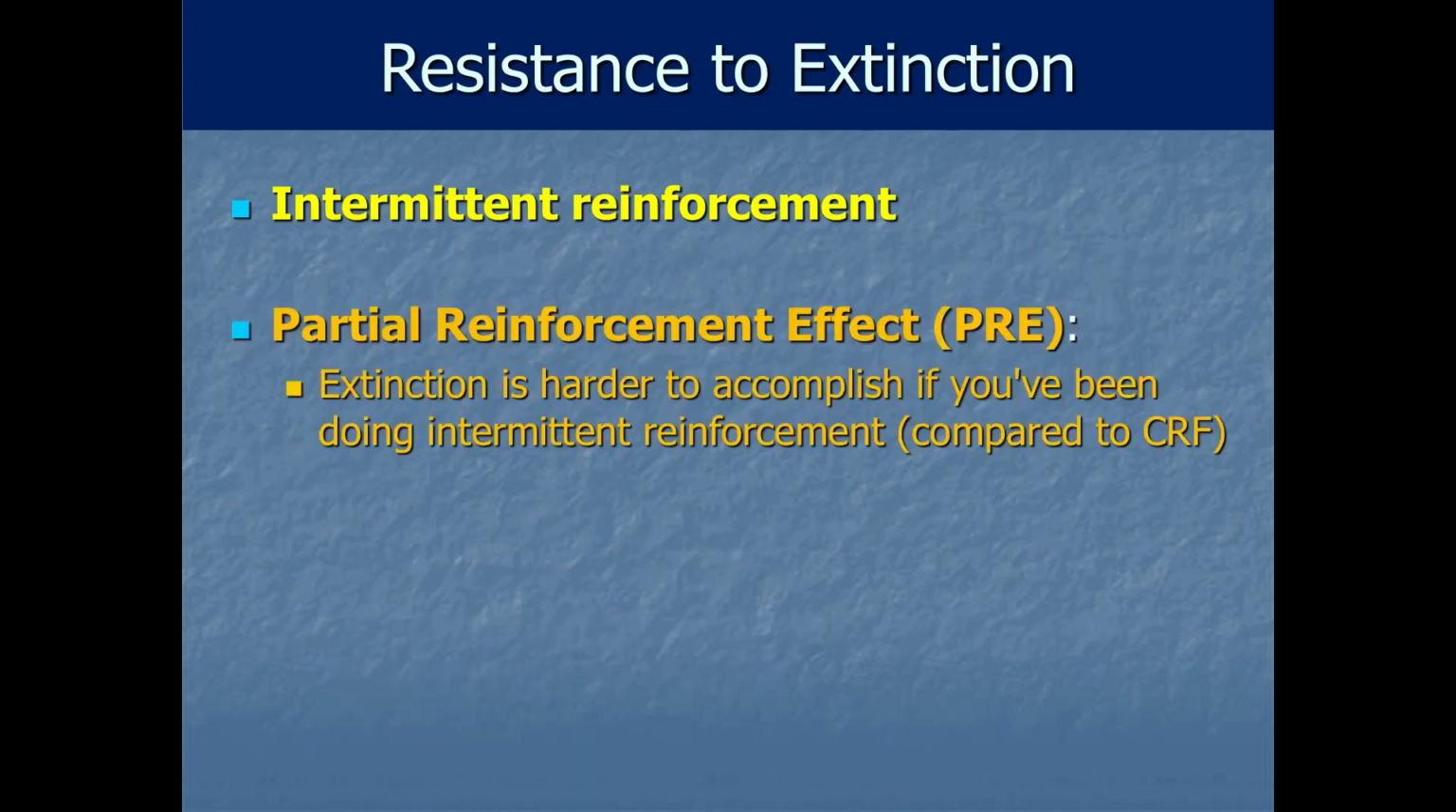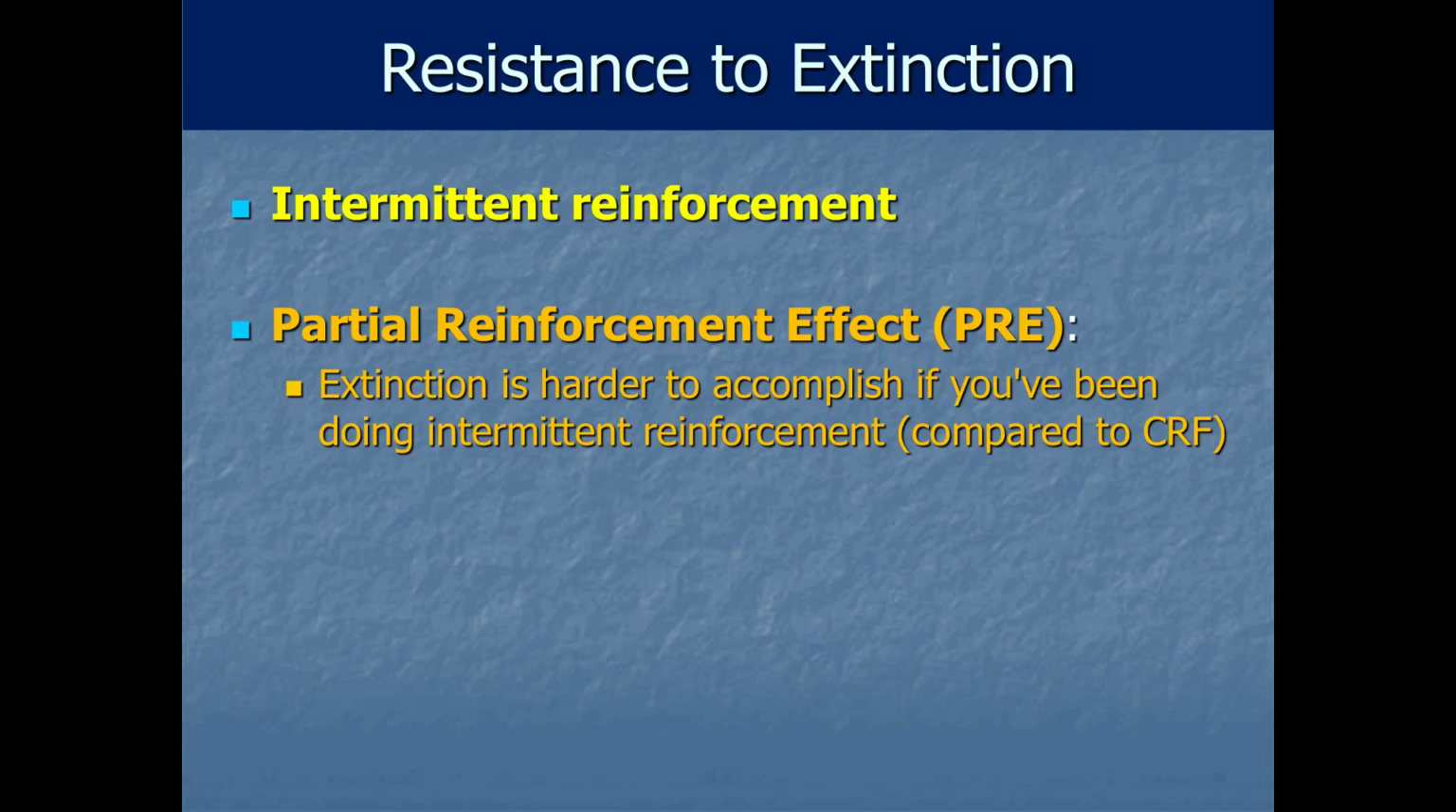So this effect, this thing we're noticing, has a name. It's actually called the partial reinforcement effect, PRE. Sometimes you'll see it written as the partial reinforcement extinction effect, PREE. So if you Google it, you might run into that phrasing. At any rate, the effect is that extinction is harder to accomplish if you've been doing intermittent reinforcement compared to continuous reinforcement. And the simplest way to think about why this happens goes like this.